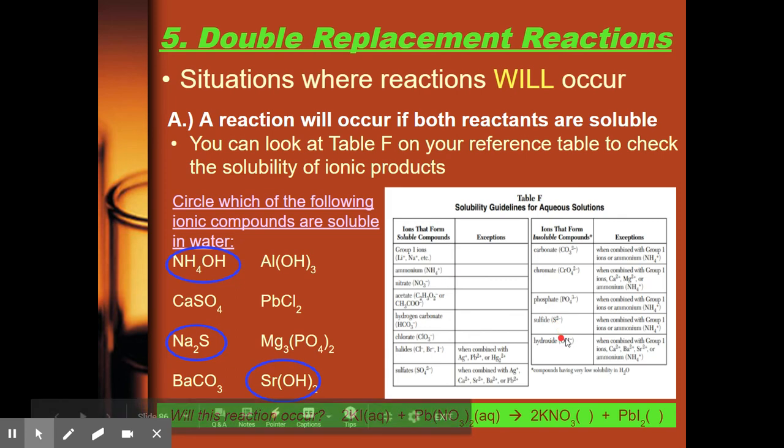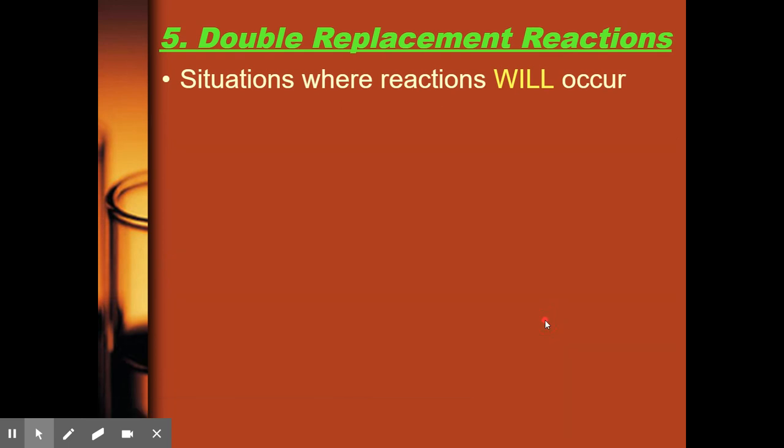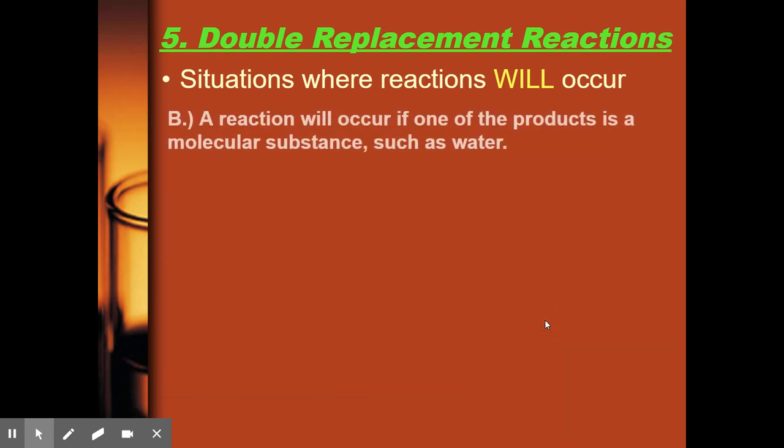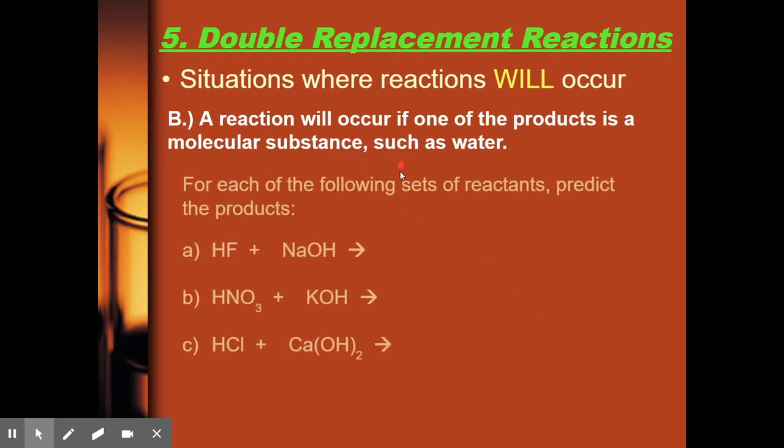All right, I look at potassium nitrate, and this is something we'll check later on in the year, but we might as well do it now as practice. Potassium nitrate is a nitrate and a group 1 ion, so it's soluble. And lead iodide, an iodide with lead, is insoluble. So it's going to make an insoluble product. That's true to form for most double replacement reactions: one will be a soluble product, one will be insoluble. A reaction will also occur if one of the products is a molecular substance such as water. I'm not too concerned about that. But here, predict the products.